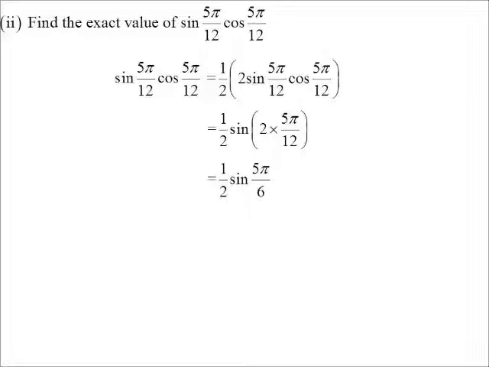Or 5 pi on 6, which is one of our exact values. Sine 5 pi on 6, we are in the second quadrant. Sine is positive. It would be the same as pi on 6. Pi on 6 is 30 degrees. Sine of 30 is a half, times a half. A quarter we get as our final result.